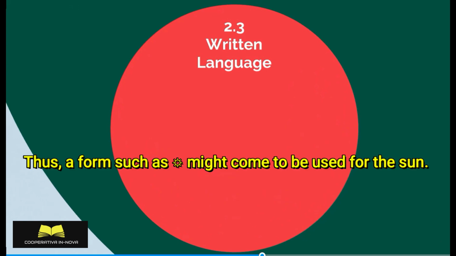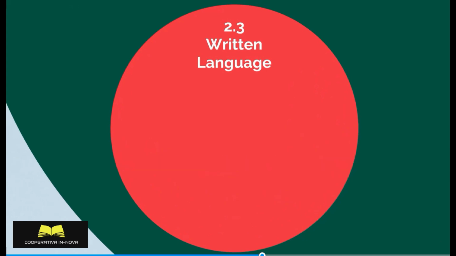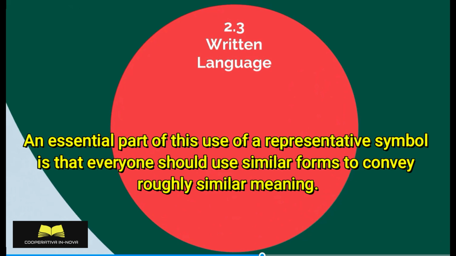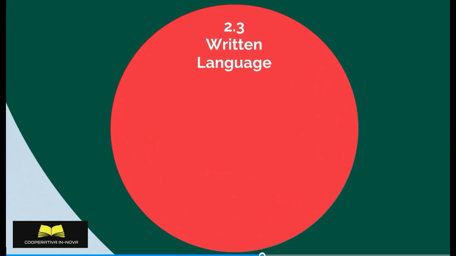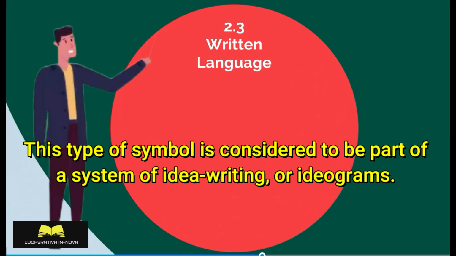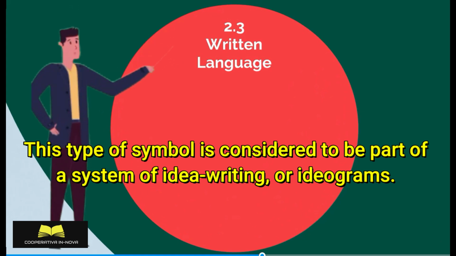Thus, a form such as might come to be used for the sun. An essential part of this use of a representative symbol is that everyone should use similar forms to convey roughly similar meaning. In time, this picture might take on a more fixed symbolic form, such as omicron, and come to be used for heat and daytime, as well as for sun. This type of symbol is considered to be part of a system of idea writing, or ideograms.